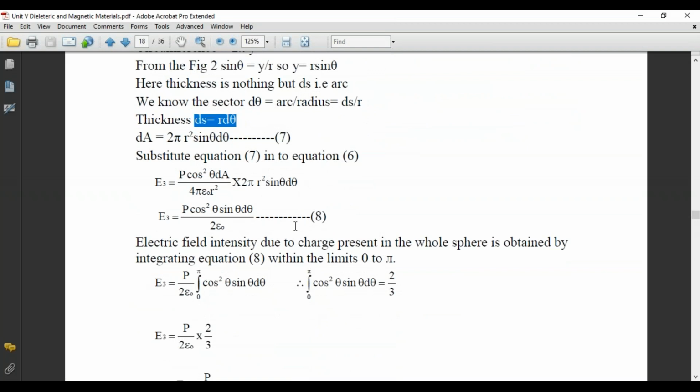Substitute equation 7 into equation 6. So equation 6 is nothing but E3, which we have already seen. E3 equal to P cos square theta dA by 4 pi epsilon r square multiplied by the 2 pi r square sin theta d theta. So we get E3 equal to P cos theta sin theta d theta by 2 epsilon. This is nothing but equation 8.